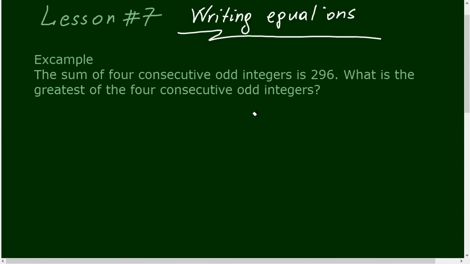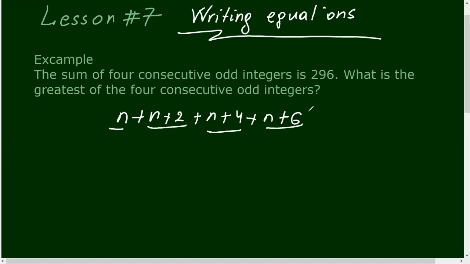Let's pretend the first one is n. So I write here n. The second one is n plus 2. The third one is n plus 4. And the greatest one is n plus 6. There are 4 consecutive odd integers: 1, 2, 3, 4. And the sum of these consecutive odd integers equals 296. Let's simplify this equation.